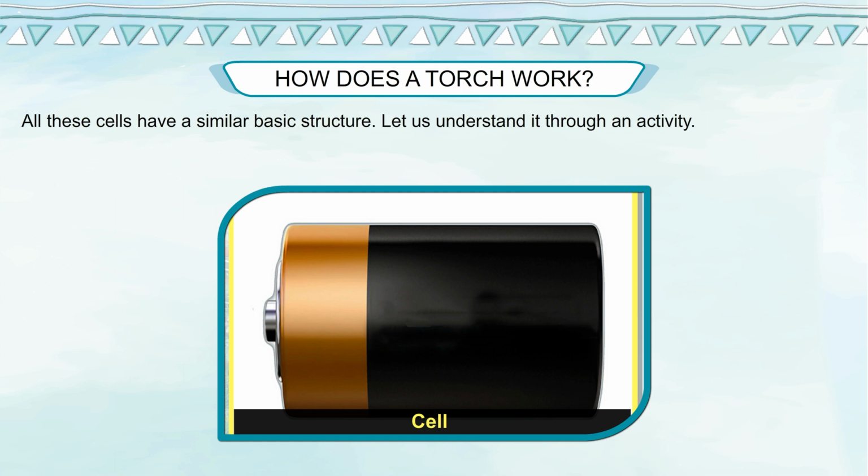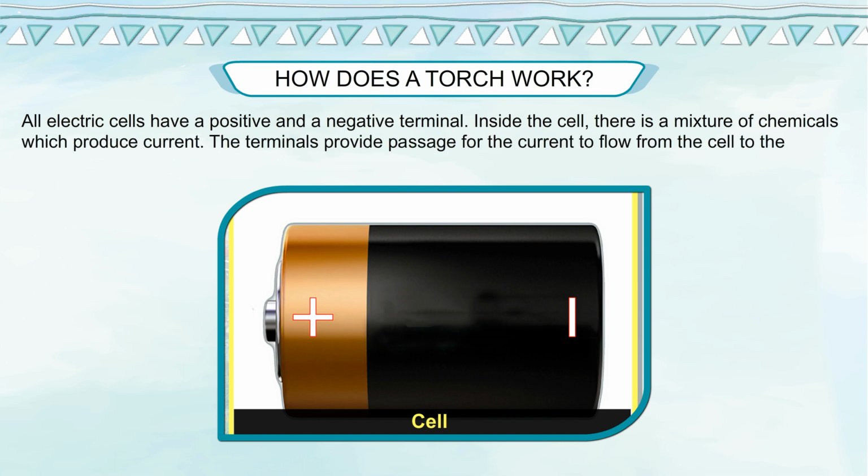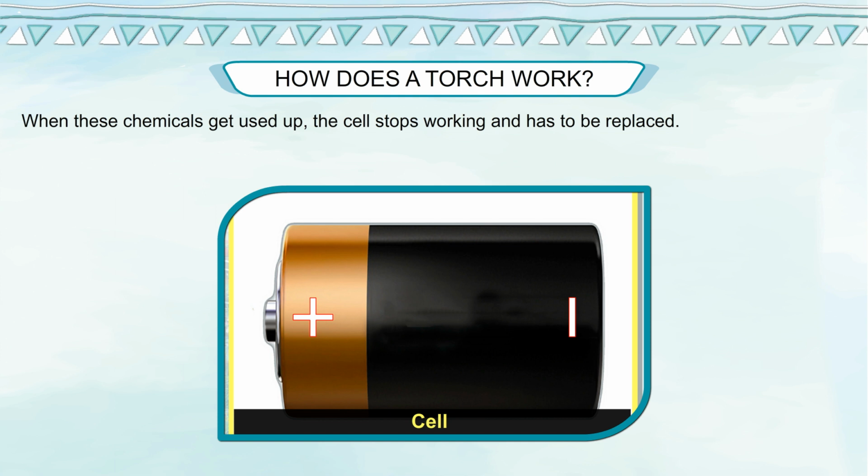Let us understand it through an activity. All electric cells have a positive and a negative terminal. Inside the cell, there is a mixture of chemicals which produce current. The terminals provide passage for the current to flow from the cell to the device. When these chemicals get used up, the cell stops working and has to be replaced.